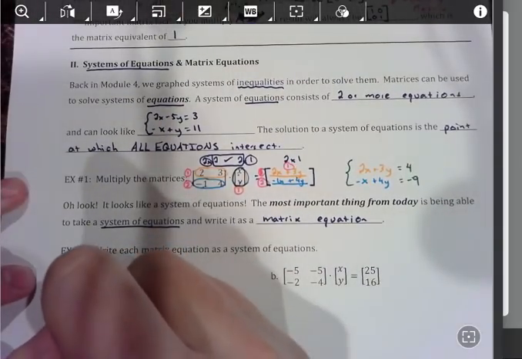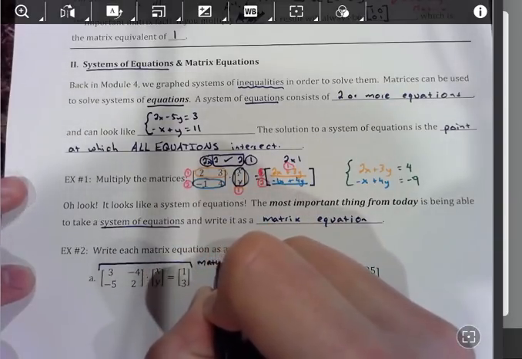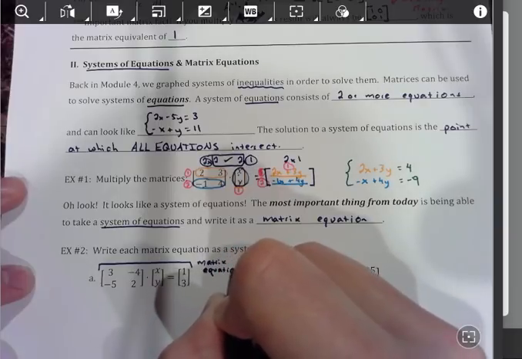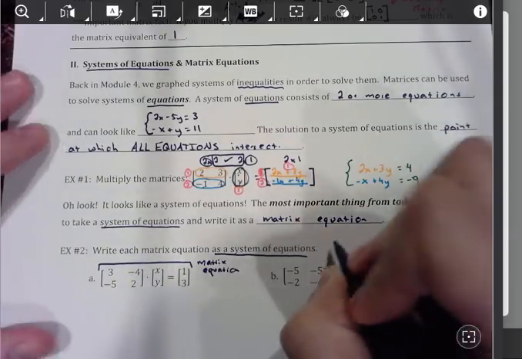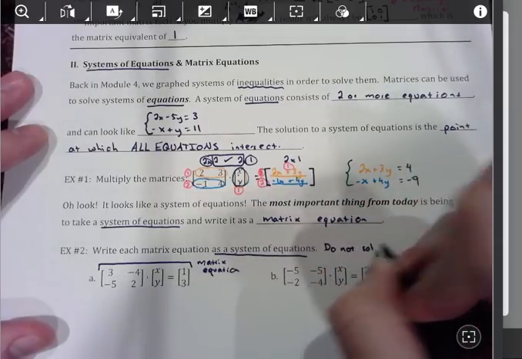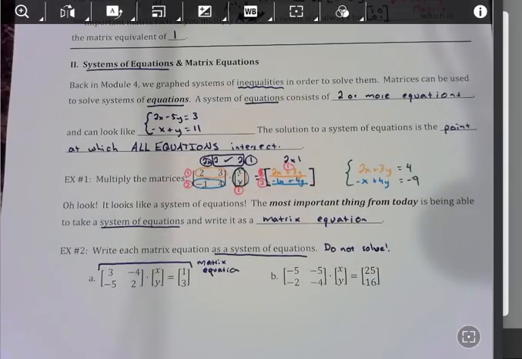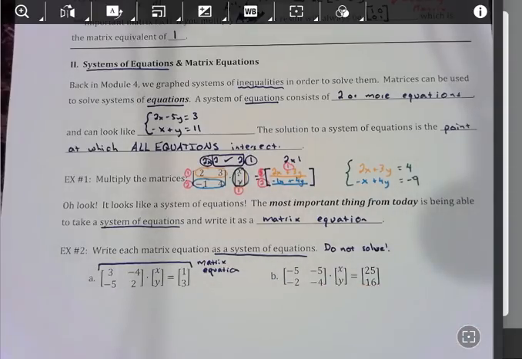So this is a matrix equation. And what we want to do is write it as a system of equations. And I'll specify in here, do not solve, because I haven't shown you how to solve this yet. That'll be what we do at the end. So this is our matrix equation, and I want to write it as a system of equations.